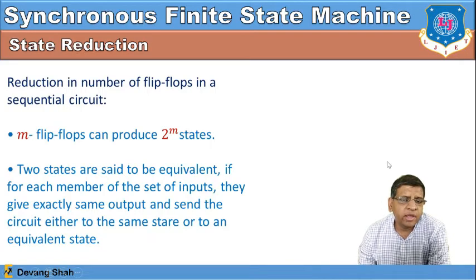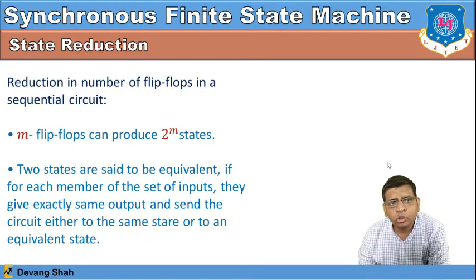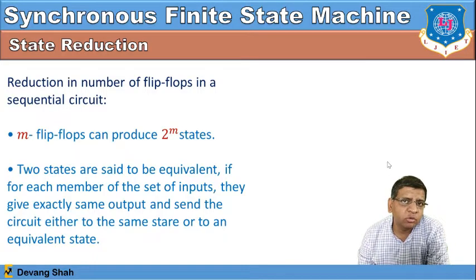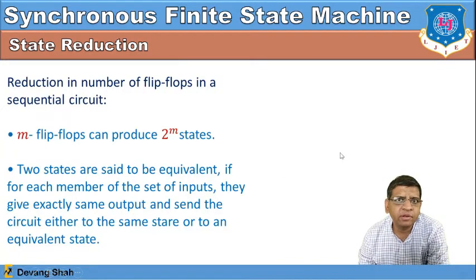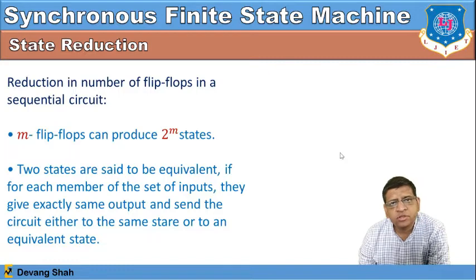Now in this section we are going to learn how we can understand the Moore machine, and in the Moore and Mealy machines how you can have an advantage in reducing the number of states, right? So based on that we'll learn about state reduction. And here, regarding the reduction in the number of flip-flops, if there are m flip-flops, the number of states produced is 2 raised to m.